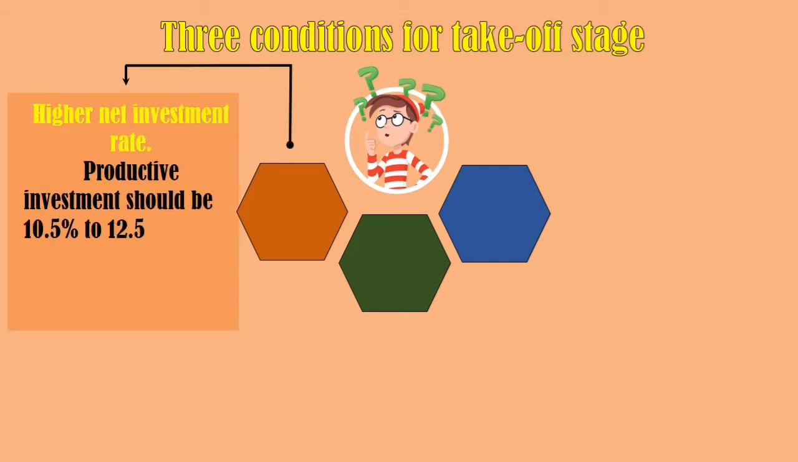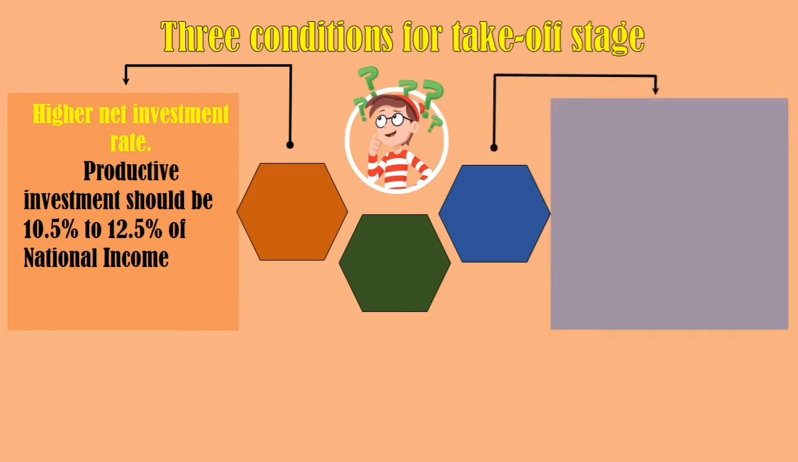First is the higher net investment rate. Actually, productive investment during this period should be 10.5% to 12.5% of the national income. When we speak of national income, that is the total value of a country's final output of all new goods and services produced in 1 year.